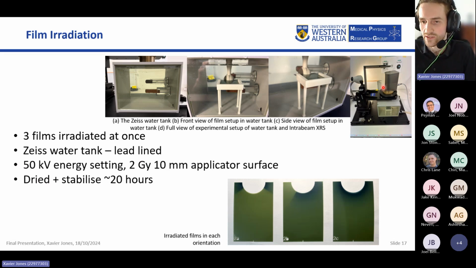A 50 kV energy setting was used, and a prescription of 2 grays at 10 mm distance from the applicator surface was given, leading to each irradiation taking approximately 7 minutes. Once completed, the films were removed, dried, and left to stabilize for approximately 20 hours. And here's the picture of the final film after irradiation.